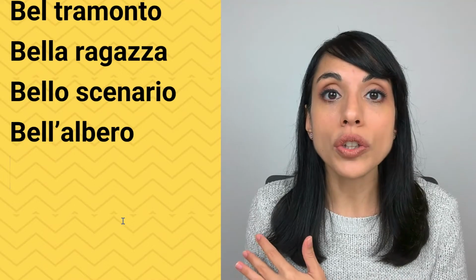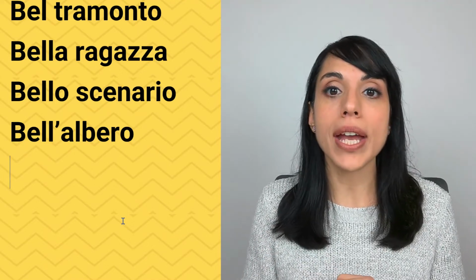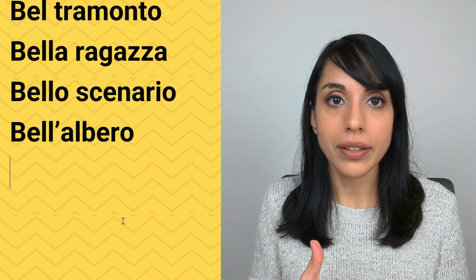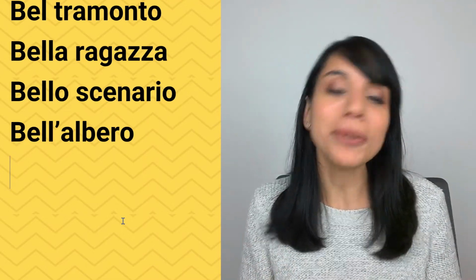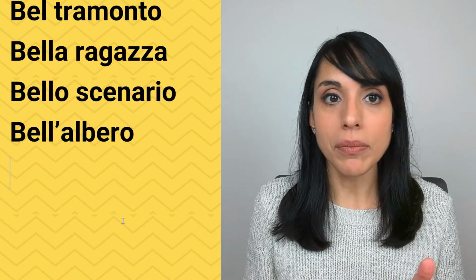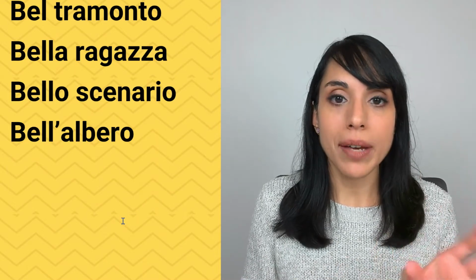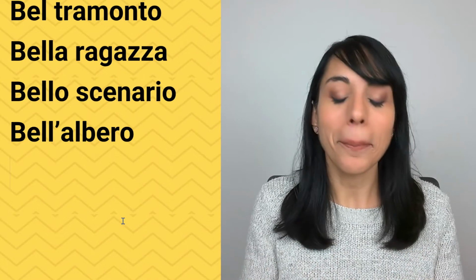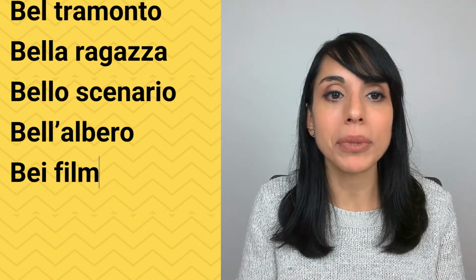Let's go into plurals. Let's suppose we want to say good movies. How do you say movie in Italian? Film, we say film. Plural stays the same. So how would you say the movies? I film. Therefore, bei film.